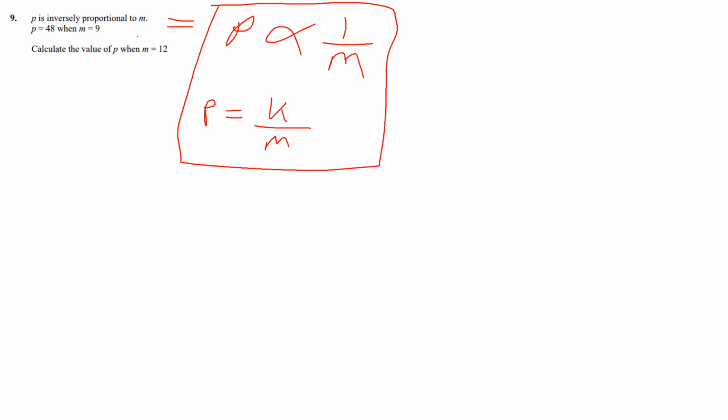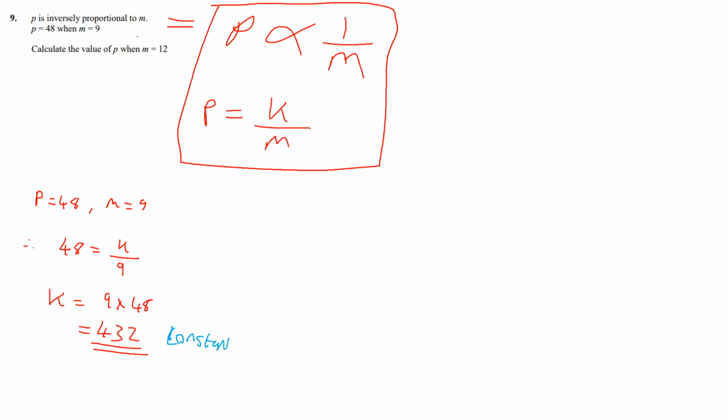So, P is equal to 48, M is equal to 9, therefore 48 is equal to K over 9. And so therefore K is equal to 9 times 48, which is just equal to 432. Now, remember guys, that this is a constant. It remains constant throughout the equation. So therefore, P is equal to 432 over M.